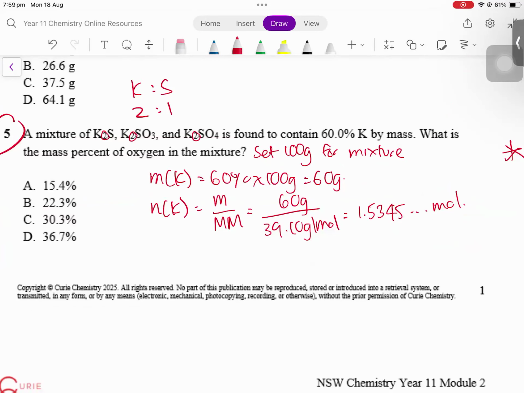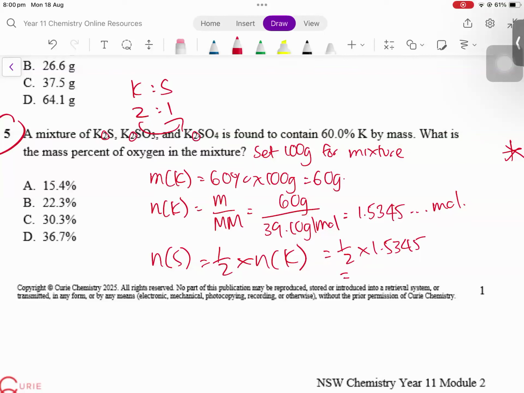So you currently have potassium. You're trying to go to the sulfur. 2 to 1. What are you going to do? Times by 2 or divide by 2? Guys, we're at potassium. We're going to the sulfur, yeah? 2 to 1. Divide by 2. Okay, so we're going to divide by 2 to get to the sulfur, which is half times moles of K, 1 on 2 times 1.5345.